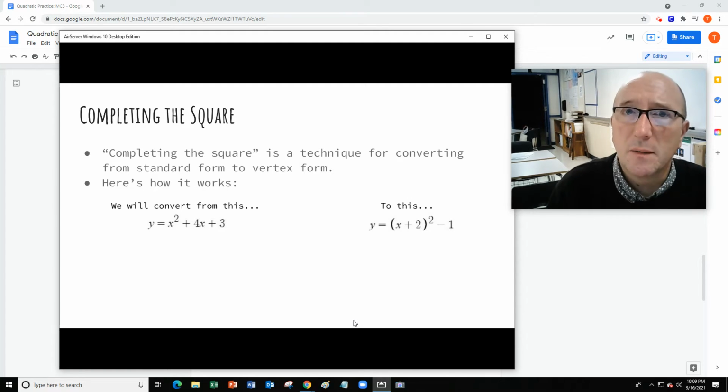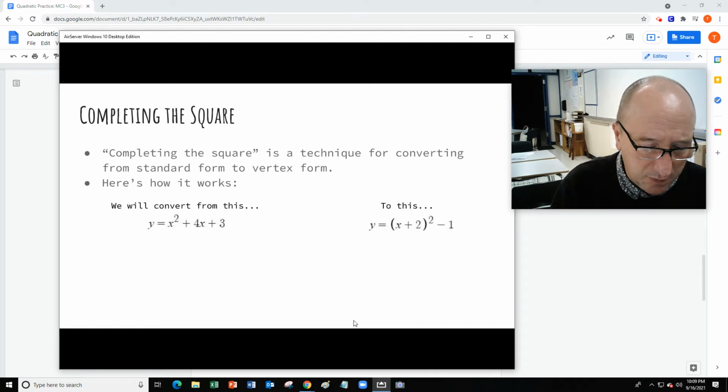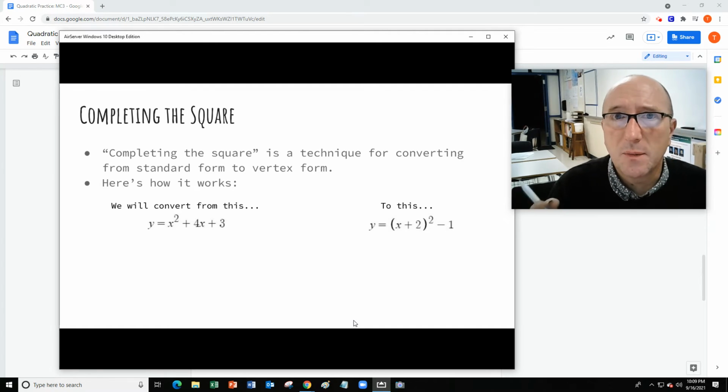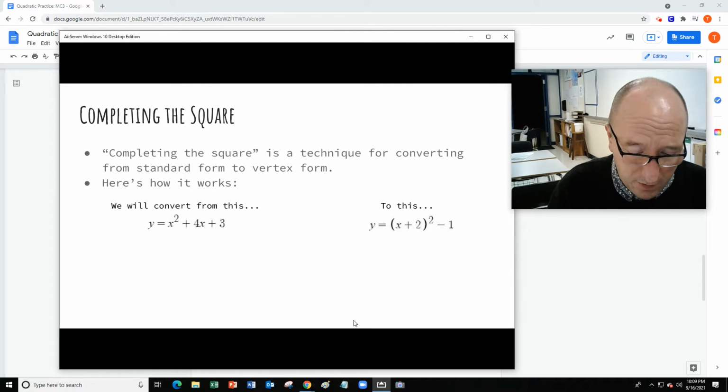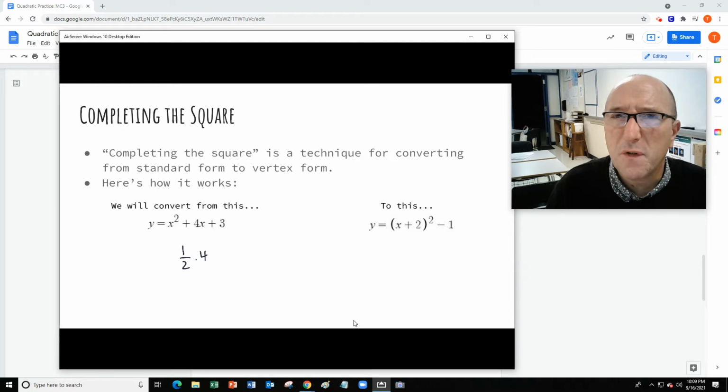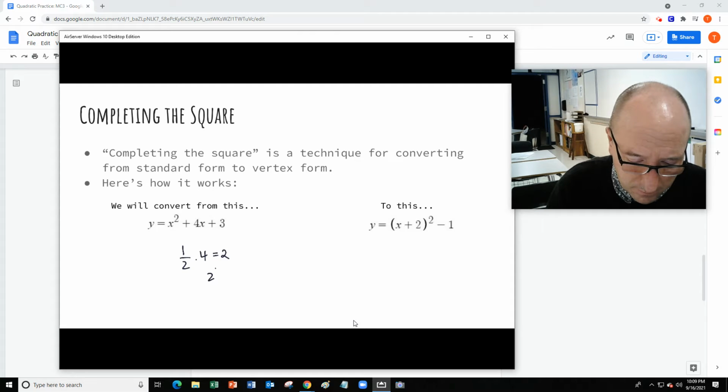There's a couple of little mechanical steps here that you need to be aware of, and just execute them slowly. Take 1/2 of the middle term. So I'm going to do 1/2 times 4, the coefficient of the middle term. 1/2 of 4, that's going to give me the number 2. Now I'm going to square that 2. I'm going to do 2 squared, and that's going to give me 4.